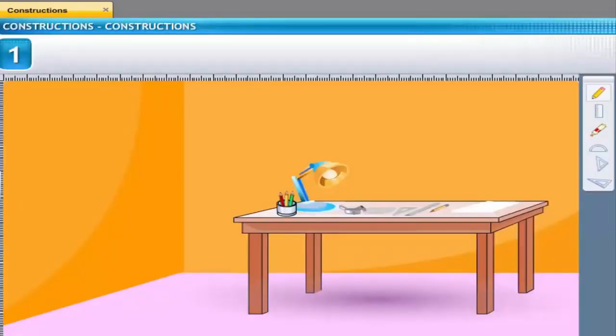Here are the geometrical instruments we will use to make the required constructions. You must be familiar with all of them. Let us begin.